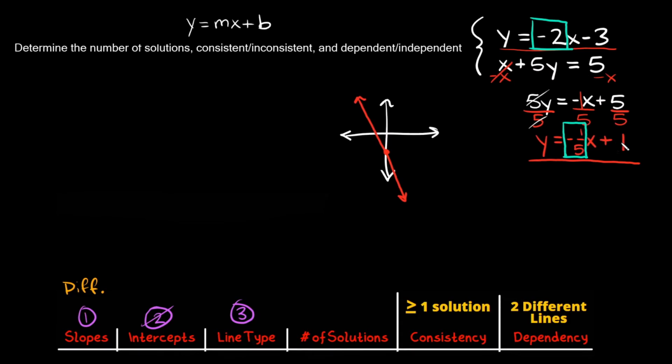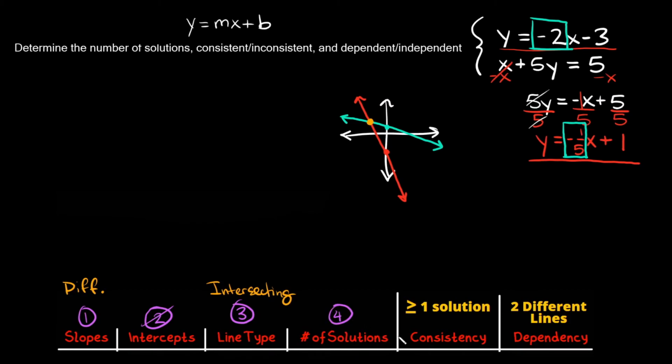Now, if we want to graph this second one, the y-intercept is at positive 1, so plot a point right there. And the slope is negative 1/5, so that's a fairly shallow slope, not very steep at all. So maybe something like that. Close enough. Now, are these lines parallel, intersecting, or coincident? Whenever you have two lines that have different slopes, they are always intersecting. And you can see that they intersect at a single point right here. So our line type is intersecting.